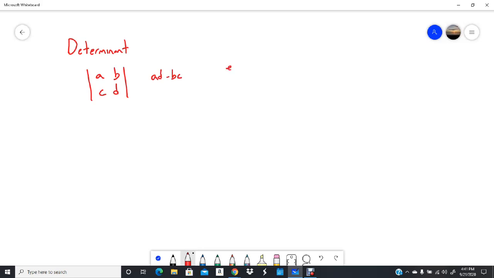Let's look at an example. What would the determinant of this matrix be? So we would multiply the 3 with the 4, and then we would subtract the multiplication of 2 with the negative 1. So this would be 12. This would be negative 2. Because of the minus sign there, that becomes a positive 2. And that's 14. So the determinant of this one would be 14.